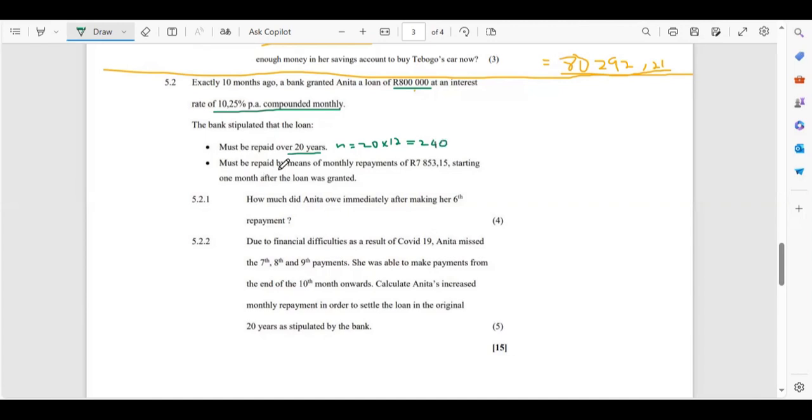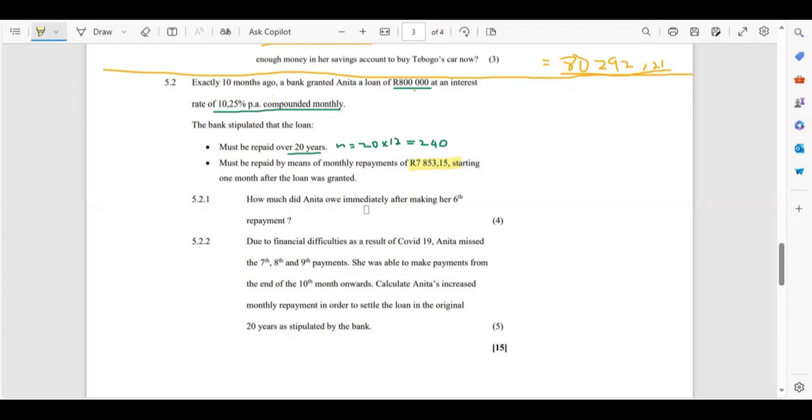All right. Now, this must be repaid by means of monthly repayments. They give us the monthly repayment that they require. Now, this is 7,852.15, starting 1 month after the loan was granted. All right, fine. Now, how much did Anita owe immediately after making his 6th payment?